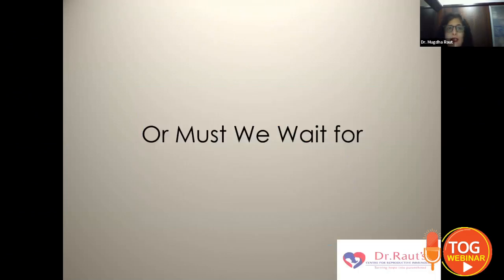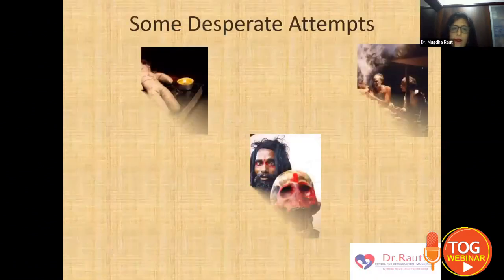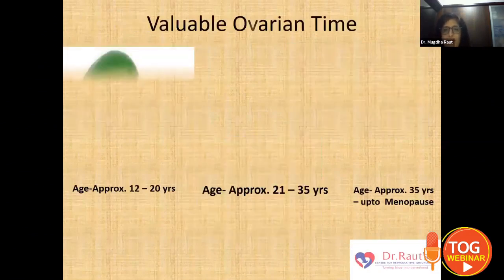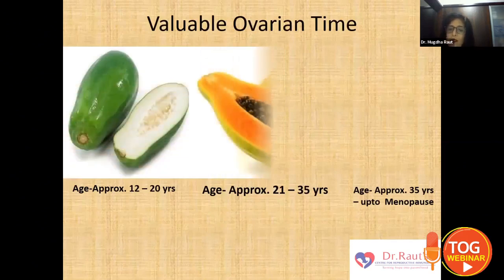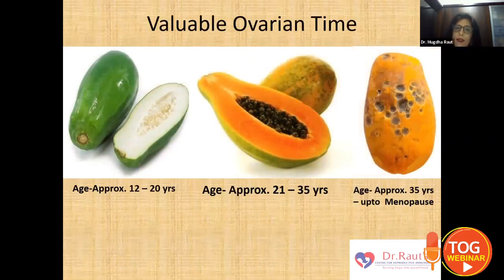Or one question which comes to me, should we wait for a woman or a couple to have a pregnancy that late, when parenting becomes extremely difficult and there could be a lot of medical issues for the couple? Also, some couples are just left to do some desperate attempts and they lose a lot of valuable ovarian time, which we all know, where they're near menopause and we've already lost from that. By the time they're going from one doctor to another, they have already lost a lot of valuable ovarian time.